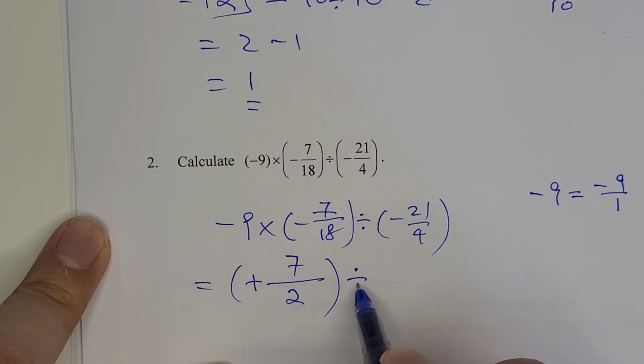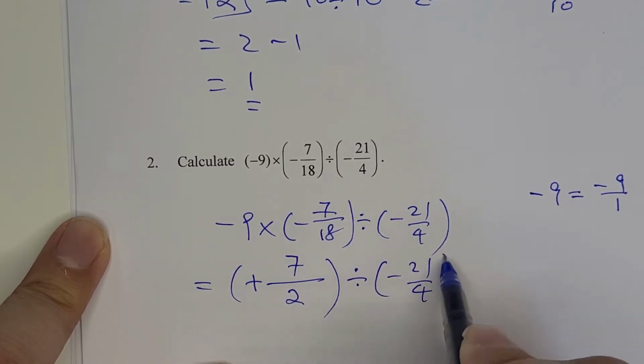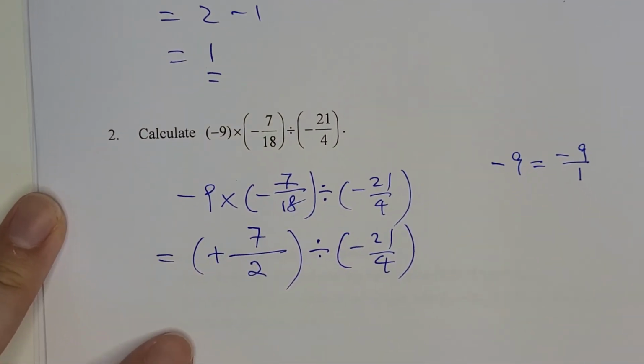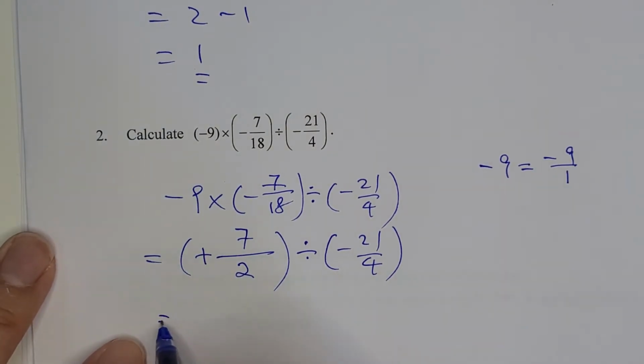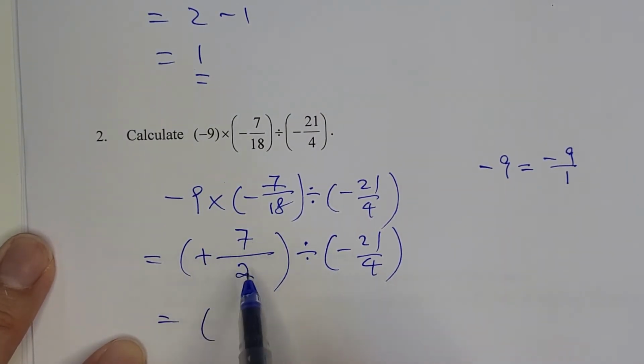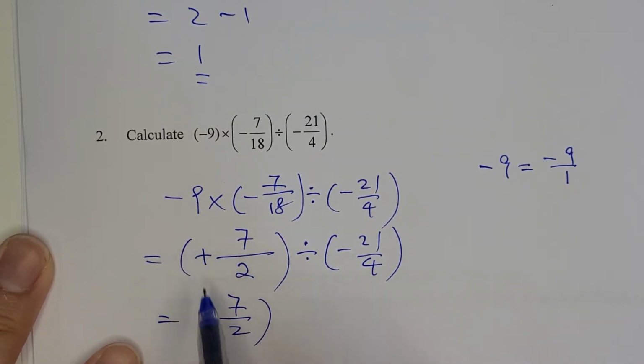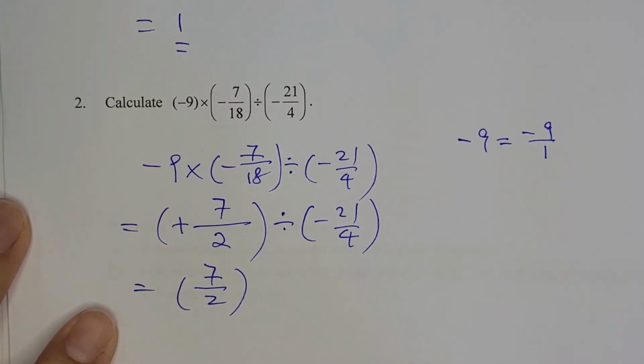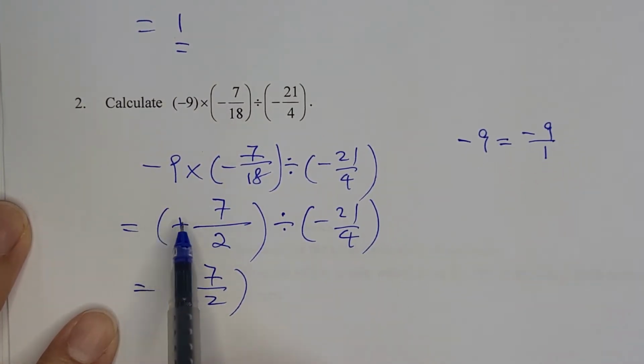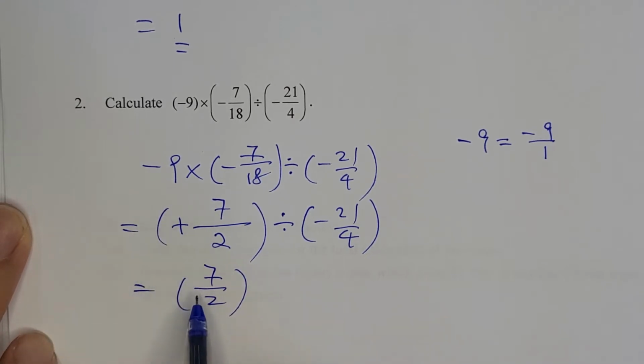Okay? And then write down negative 21 over 4. And next step, positive 7 over 2. You can just write down 7 over 2, because as the first number in this expression, you can just omit this positive sign. Okay? It's okay. But if it is negative, you must write this. However, this time it's positive, so just don't write it, it's fine.